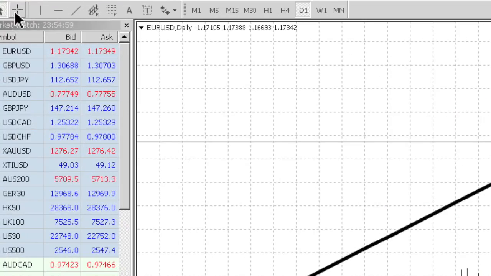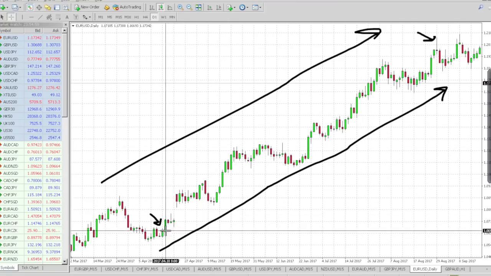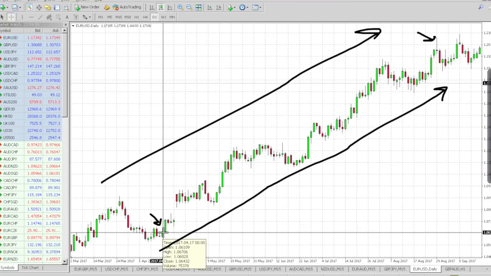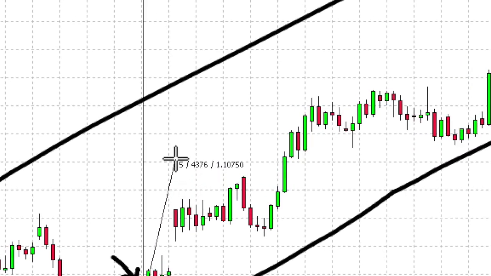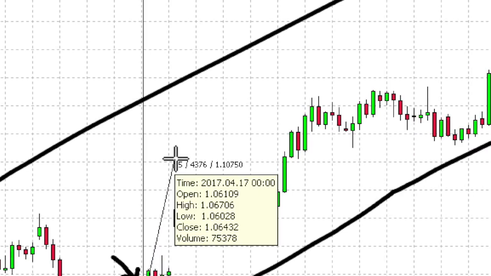If you click on this crosshair, okay, and you click on this and you drag. Now, do you notice you can see these numbers? Can you see this 4376? Can you see that? If you drag 4638, 513, can you see that? Okay, so those are the number of pips.